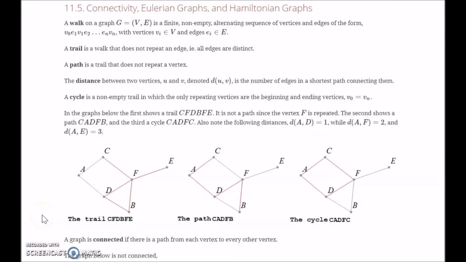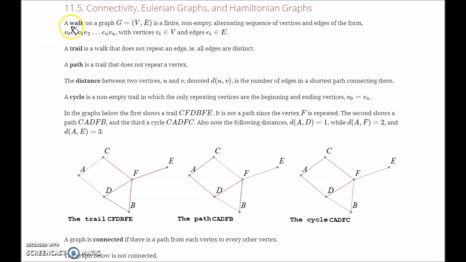The second video is going to be primarily talking about what are called Eulerian graphs and Hamiltonian graphs. But to get started, I want to talk about different little ways that we can travel along graphs, going from vertex to vertex. Now, I'm going to give you these definitions of a walk, a trail, a path, and a cycle. And then I'm going to show you some specific examples.